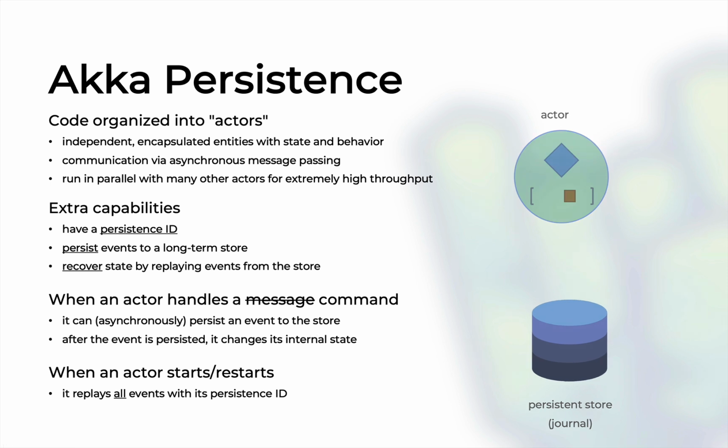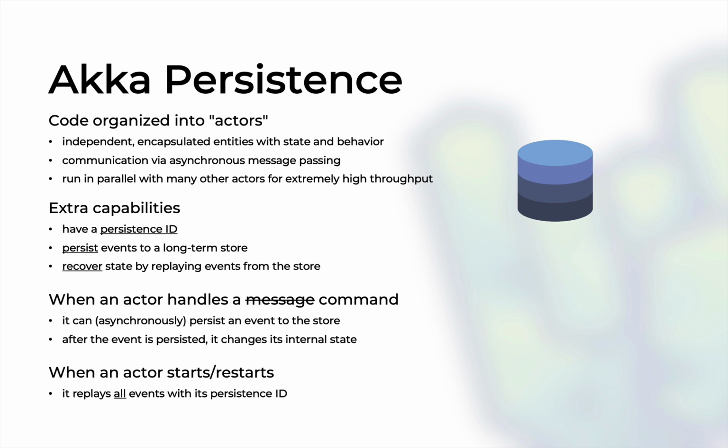Now let me show you a picture of what happens to an actor when an application starts or restarts for whatever reason. So assume that this is a persistent store and an actor is simply spun up when the application starts. An application with an actor with a persistence ID will simply ask the persistent store for all the events associated for that persistence ID. The persistent store will fetch all these events, and the actor will simply replay all these events in order, and the actor will recreate its internal state.